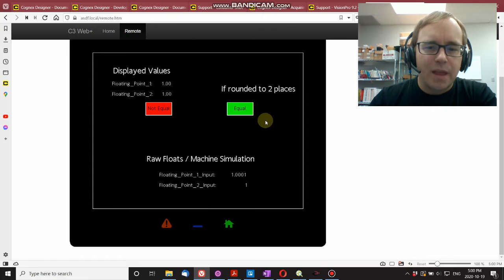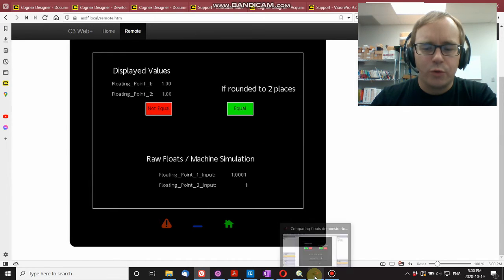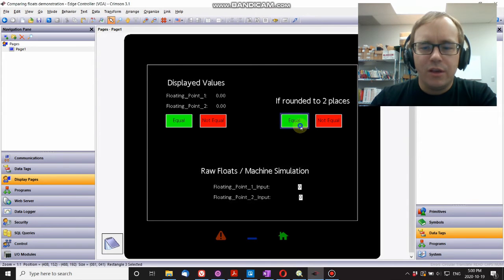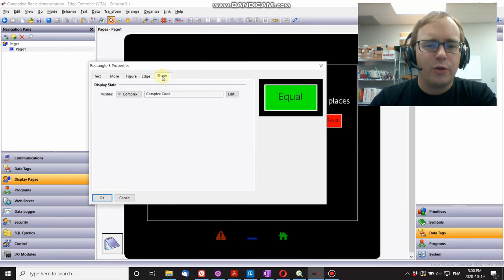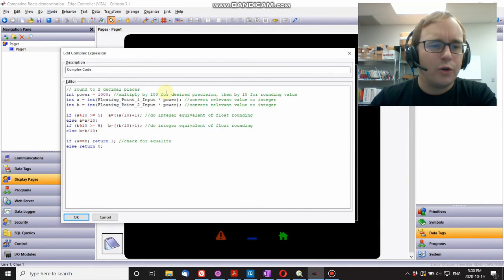And I'll show you by showing these buttons here. So if I go to Crimson, open that button, and it shows when it's equal. So here's the code behind it. So I'm rounding to 2 decimal places. So I need to multiply my float by 1,000 and convert it into an integer.